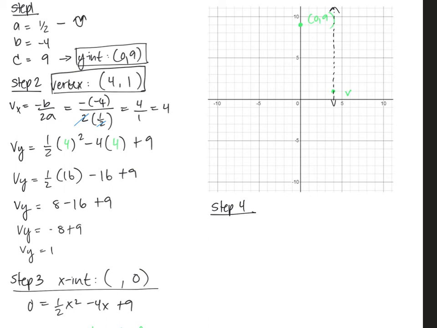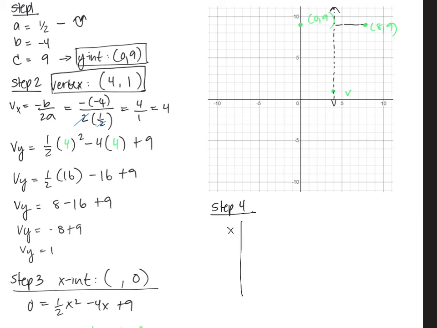So we have 1, 2, 3, 4, which means I have 4 units to the right. 1, 2, 3, 4. There we go. Our third point, which is going to be 8, 9. Alright, we have 3 points. How am I going to find my last 2 points? I can't use the line of symmetry anymore. Let's use table of values.